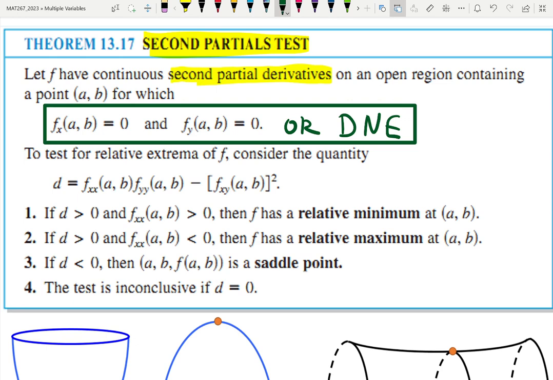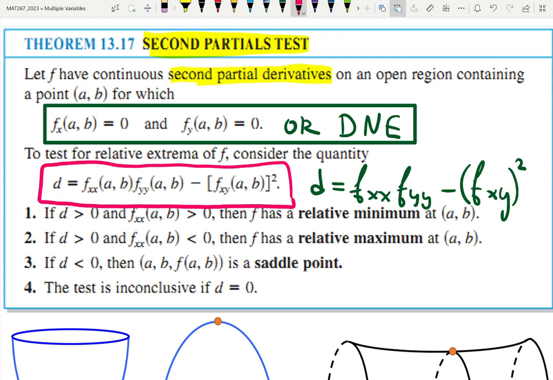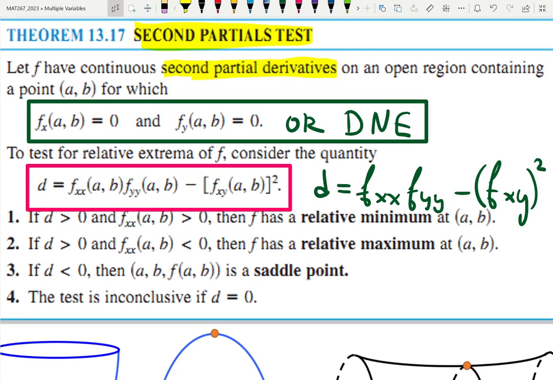The test for relative extrema has the formula D equals fxx times fyy, so second partial derivatives, minus fxy times fxy, that is, squared, like so. And you plug the points in. Their formula is more professional because they plugged the point a and b in. My formula is easier to memorize, that's why I like it. fxx fyy minus fxy squared at the point.